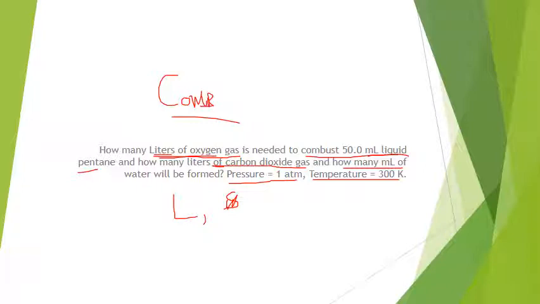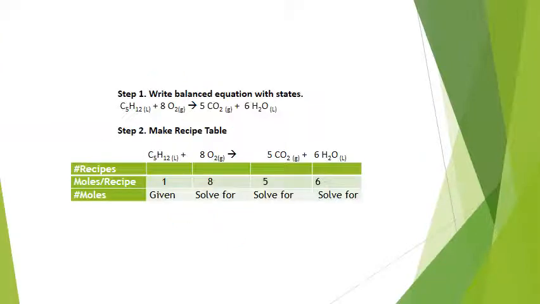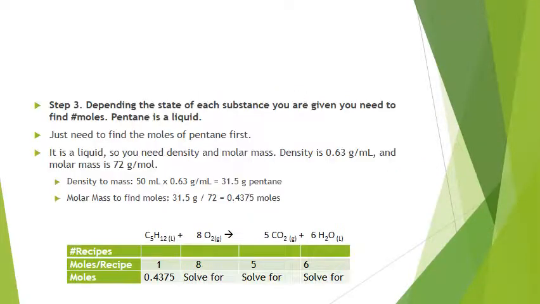And we have two gases. We've got two liquids and two gases. So set up the balanced equation and then set up your table. We're given the pentane, so we want to figure out how many moles of pentane there are. Then we're going to figure out how many recipes from that, and then we'll bring that all the way across.